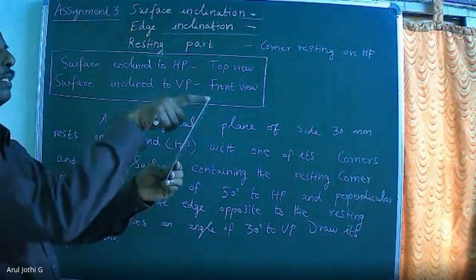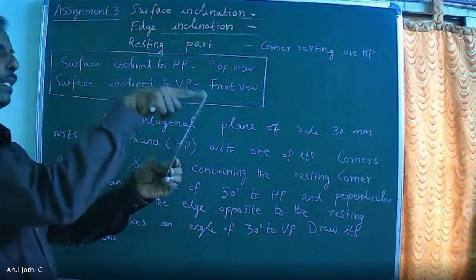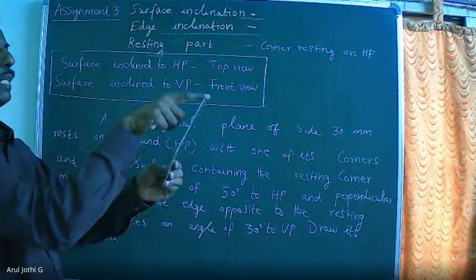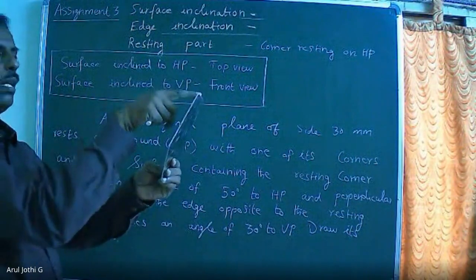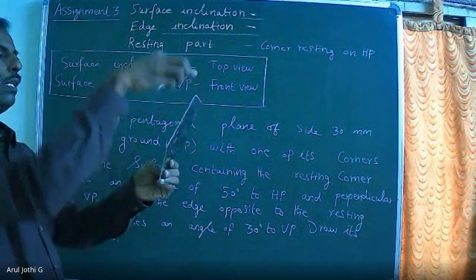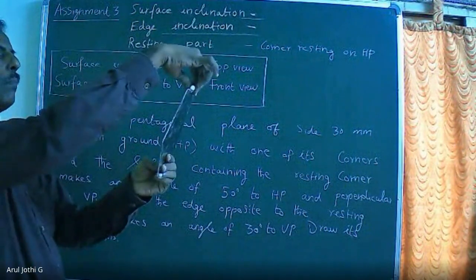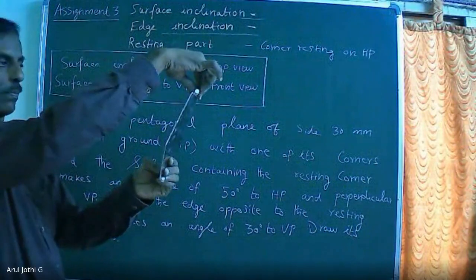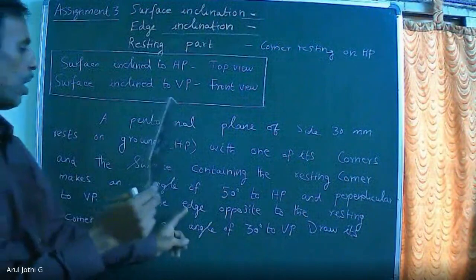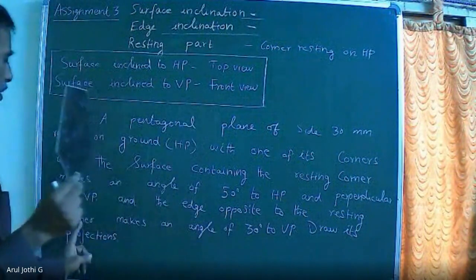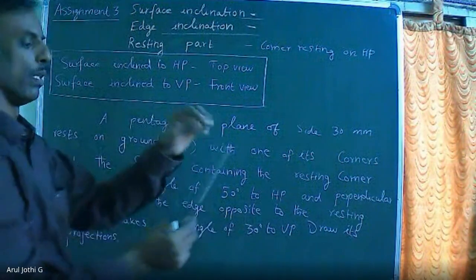Now, what is the position of this edge? This edge is opposite to the resting corner. So this is the edge available opposite to the resting corner. Now, in the second position, this edge is perpendicular to VP and parallel to HP. And the edge opposite to the resting corner makes an angle of 30 degrees to VP.